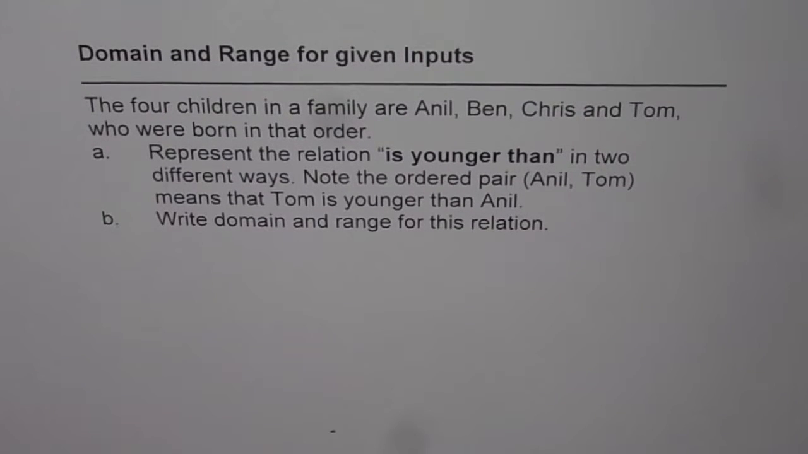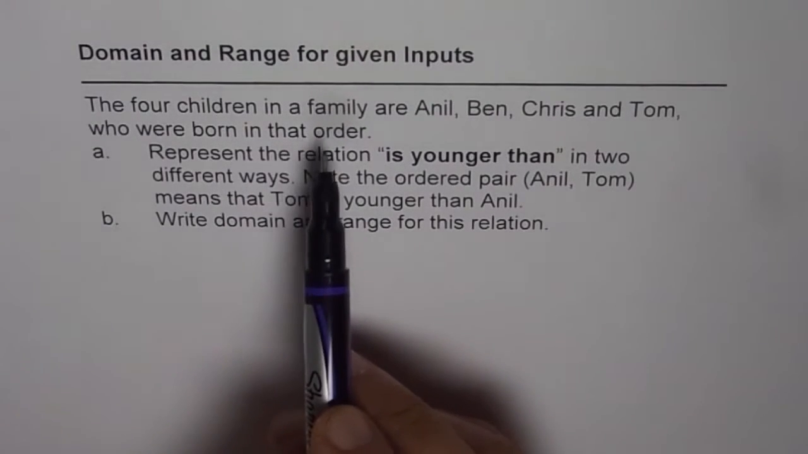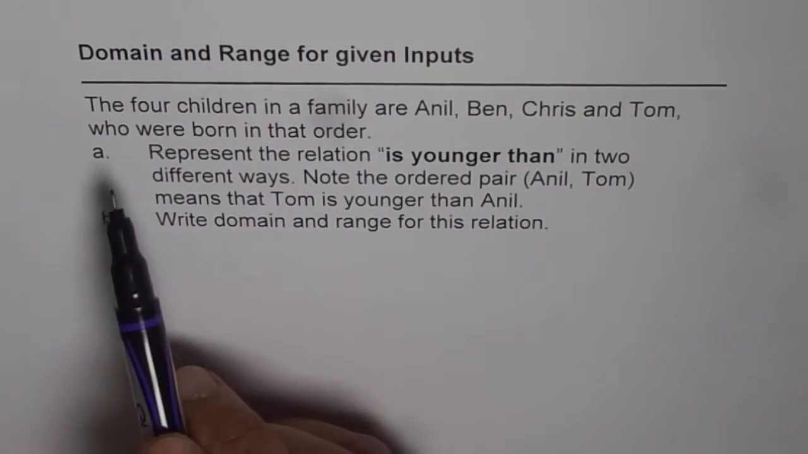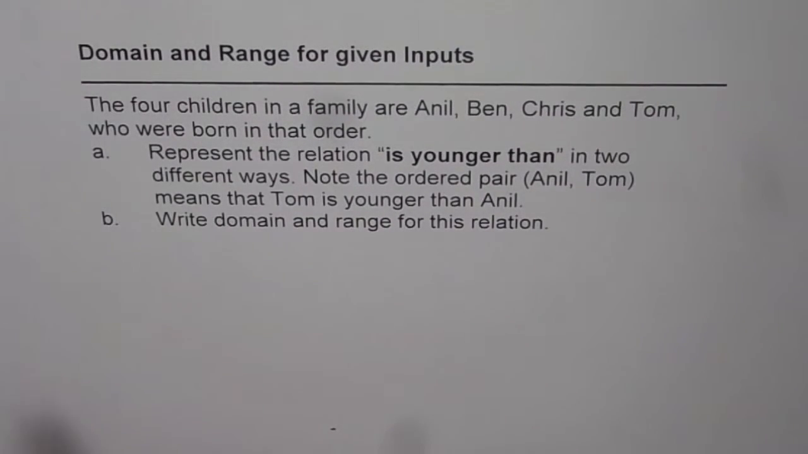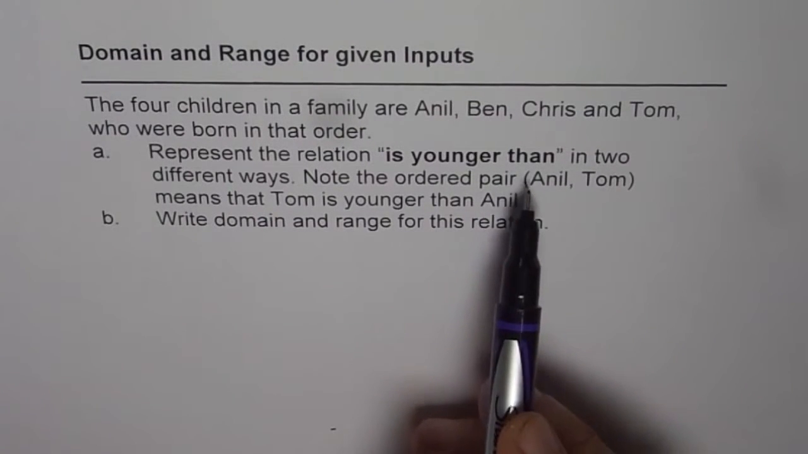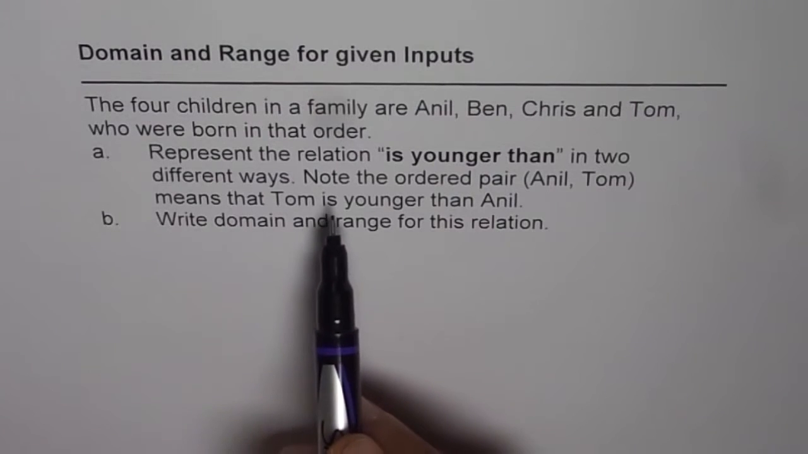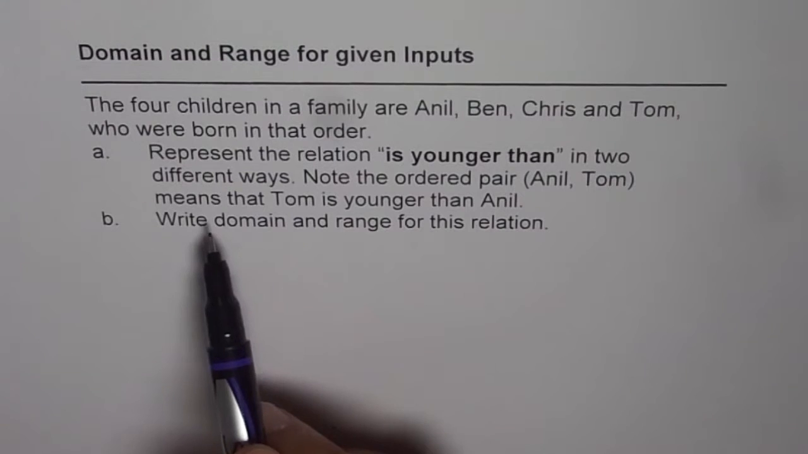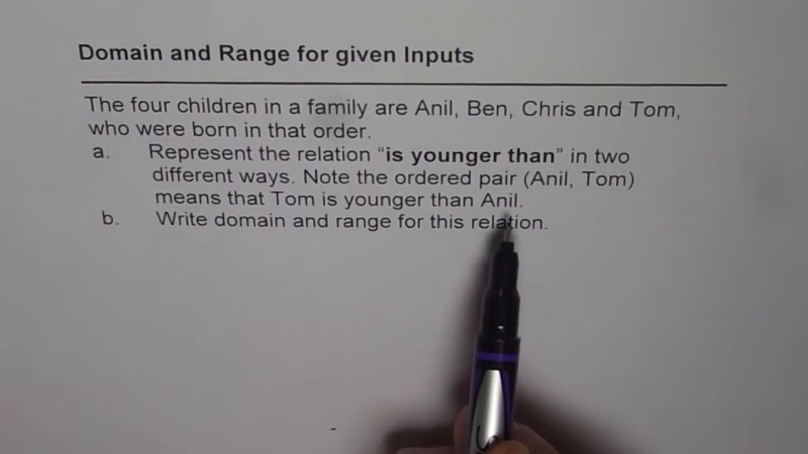Now we will explore the relations where domain and range have restricted inputs. The question is, the four children in a family are Anil, Ben, Chris and Tom, who were born in that order. Represent the relation "is younger than" in two different ways. Note that the ordered pair (Anil, Tom) means that Tom is younger than Anil.